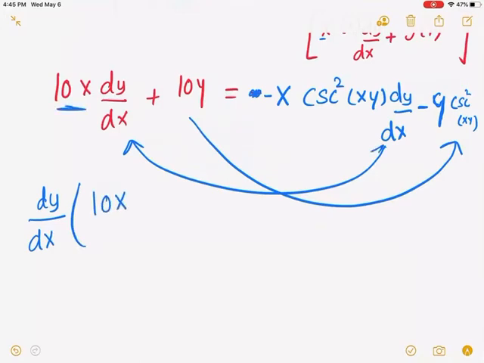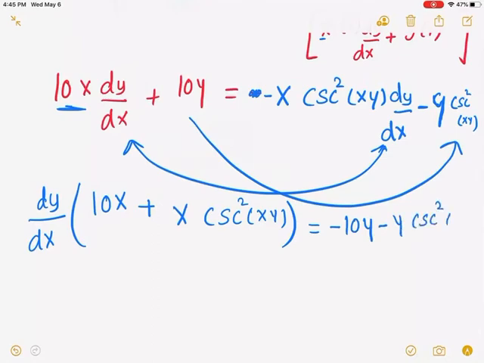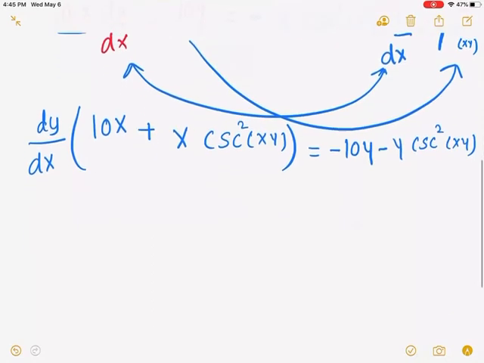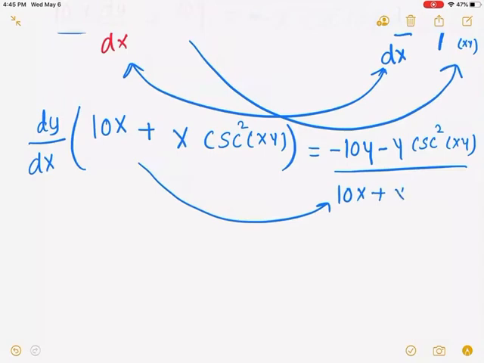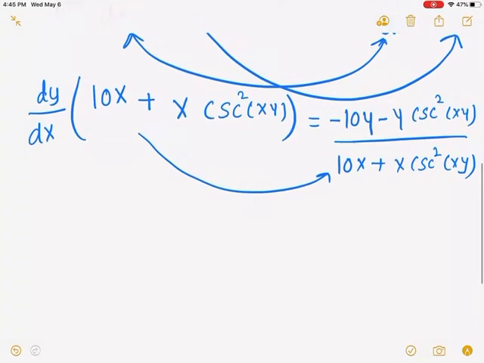Once I move this term to the other side, that would become positive. So it's going to be plus x cosecant square xy, and here you go, I already factored out dy dx. On the other side, it's going to be negative 10y minus y cosecant square xy. All right, almost there. Last step. I would divide this side by this big expression, 10x plus x cosecant square xy. So I'll try simplifying more if it's possible.